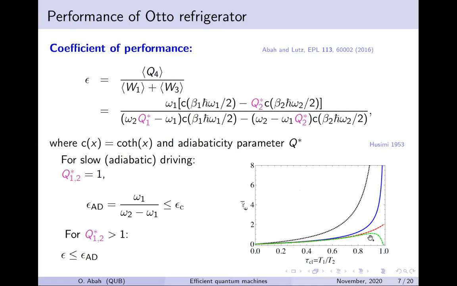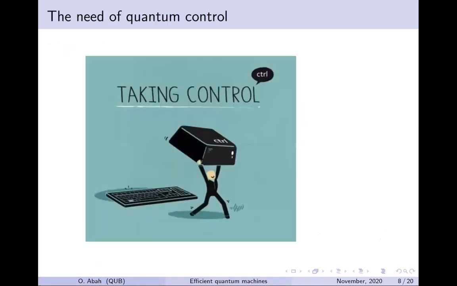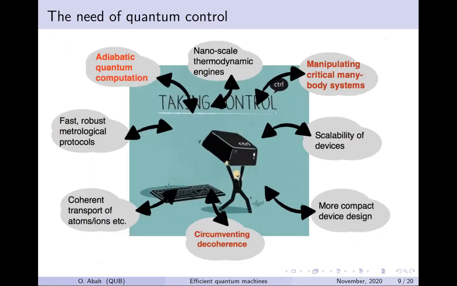So the question is, is there any way we can actually improve the performance of this engine in a finite time? So we need to take some control. Why do you need this? It's not only an application that is necessary for thermodynamic engines, but it has been quite useful in other areas of modern physics, critical systems, metrological protocols, and also circumventing decoherence in a system.